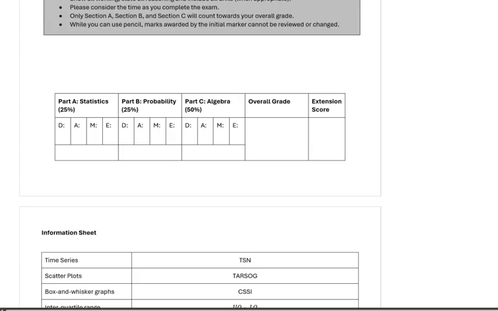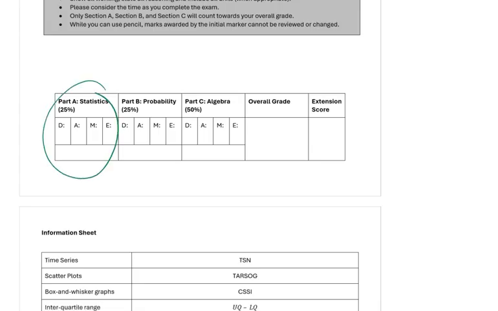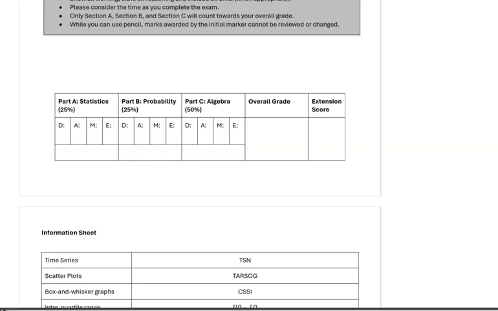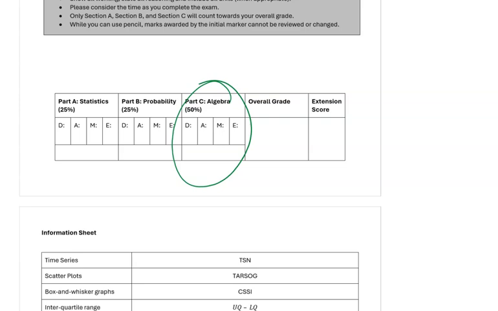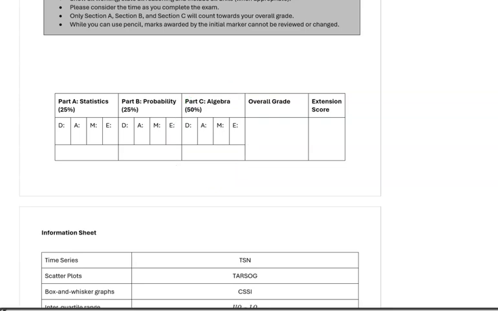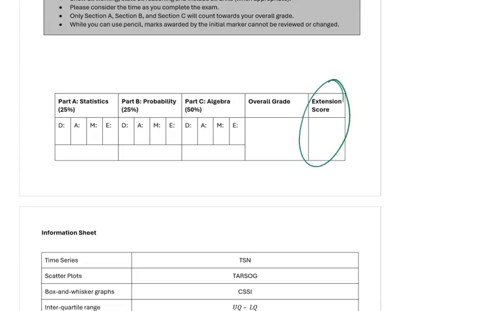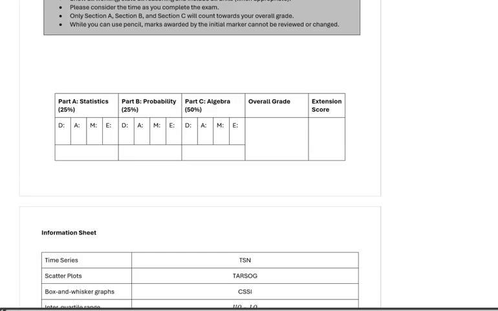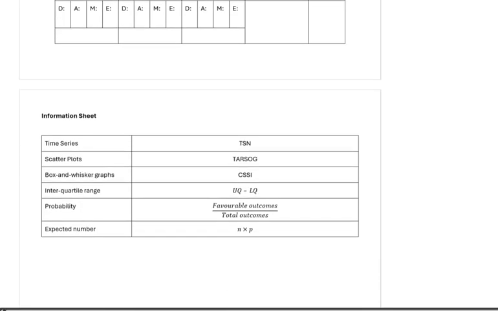I suppose technically 4, but the first part was an overview of your statistics section. We then had probability. Both of those were worth 25%, so 50% combined. Finally, the big section, algebra, 50%, probably the most important thing in terms of your Year 10 maths development. And then at the very end, there was an optional extension section with 0%, which doesn't count towards the overall grade. But it was just a good way to show some extra skills, particularly if you're in the extension classes. So that was the cover sheet.